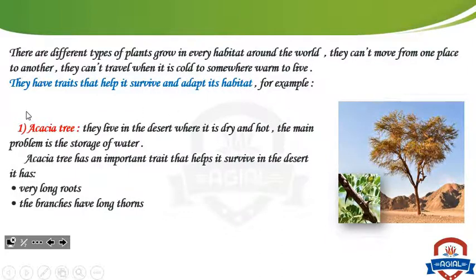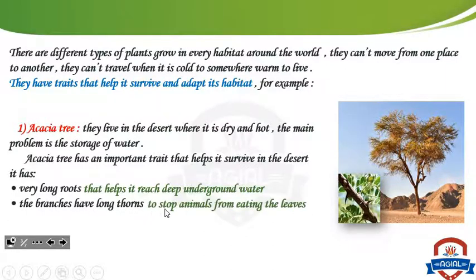For example, in number 1, we have the acacia tree. We can see it in this picture. It lives in the desert where it's dry and hot. The main problem is the storage of water. The acacia tree has an important trait that helps it survive in the desert. It has very long roots that help it reach deep underground water. The branches have long thorns to stop animals from eating the leaves.